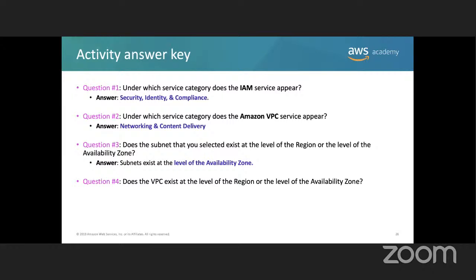Does the VPC exist at the level of the region or the level of the availability zone? That's the one that is the region, because the availability zone is inside the VPC, right? So the VPC will be at the region level, okay?